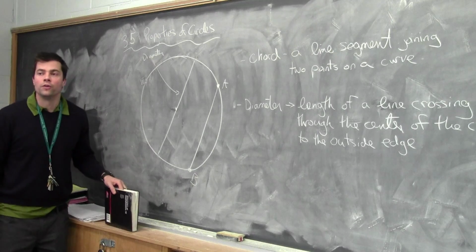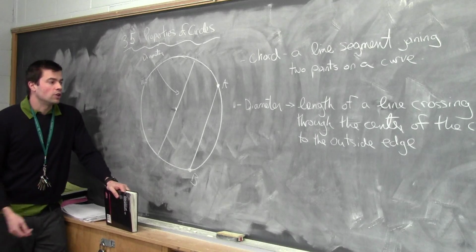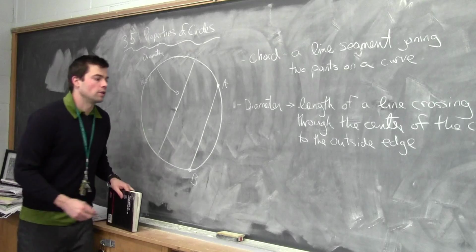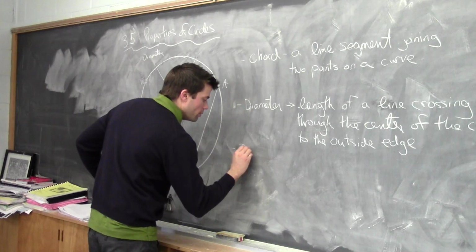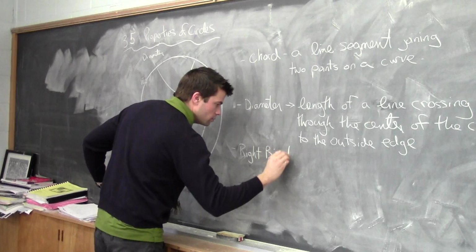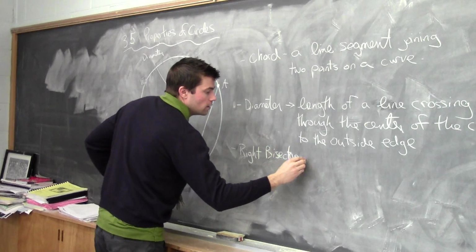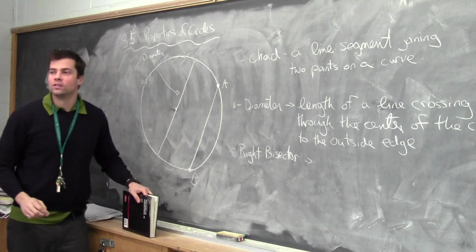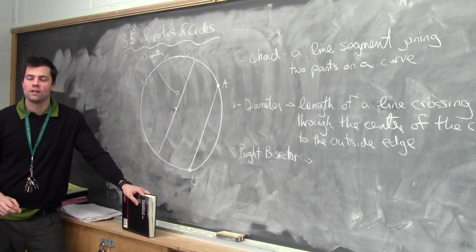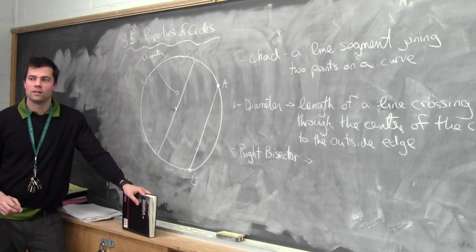Okay, next we want to draw the right bisector to the chord. So we have to remember what a right bisector is. I think this was Jonathan who told us what a right bisector was. Do you remember now, Jonathan? Yeah, kind of? I know what it is, but I just don't know how to define it.